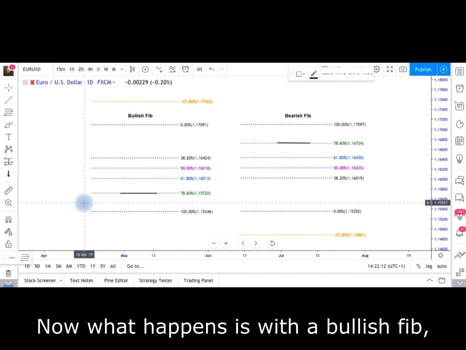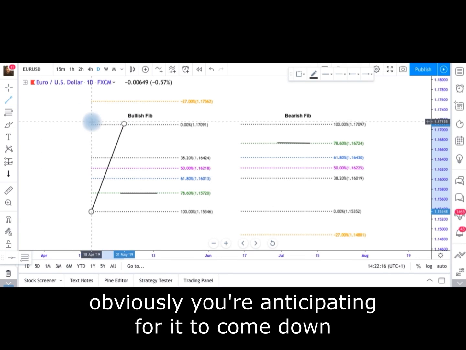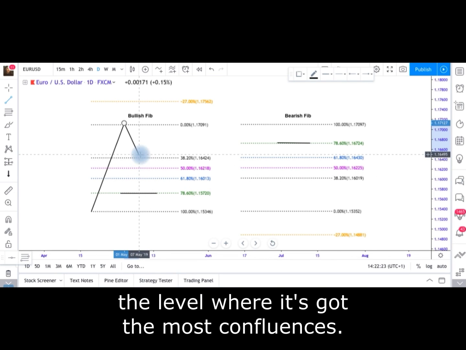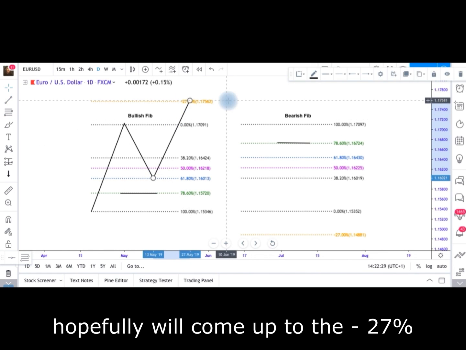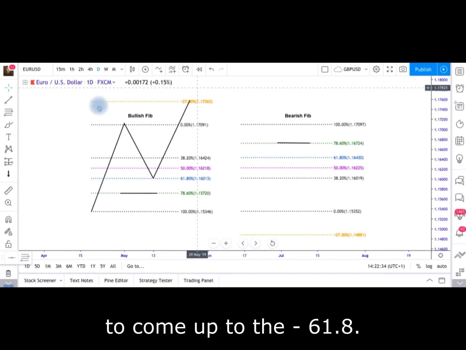Now, what happens with a bullish fib, when it comes up like this, is you're anticipating for it to come down to one of these levels, and it will come down to the level where it's got the most confluences. So say, for example, in this scenario, it comes down to the 61.8, and then price hopefully will come up to the minus 27%. And then if it's a smaller fib, it's very likely it will come up to the minus 618.